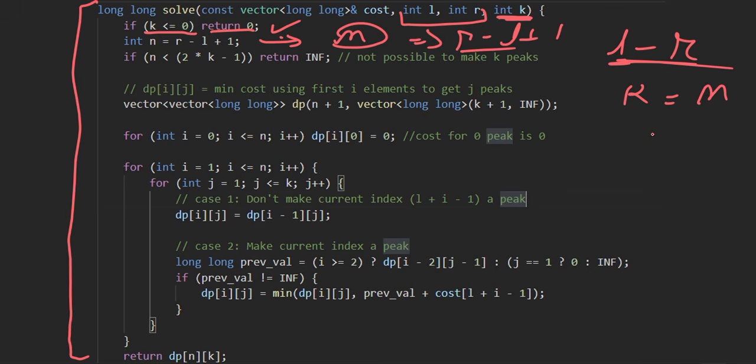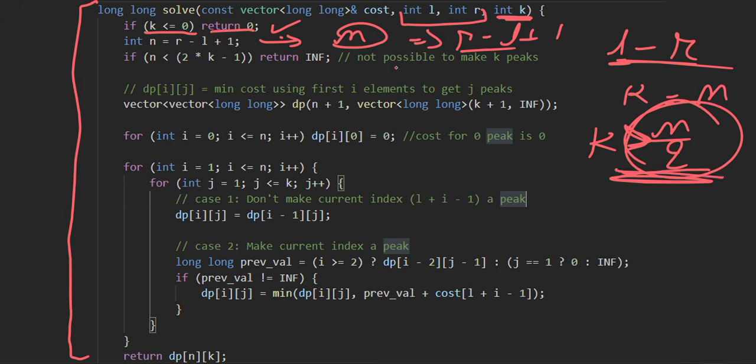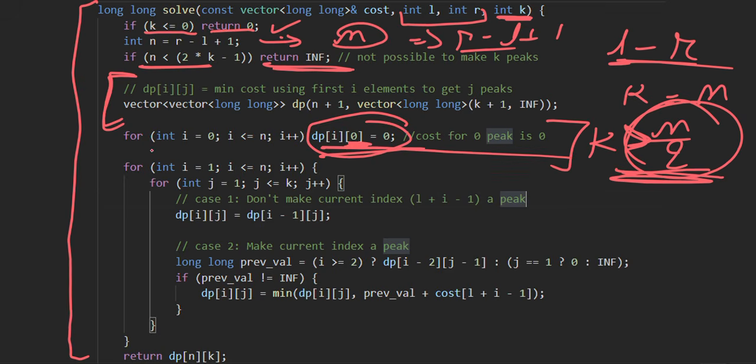By using n elements we can make at most n by 2 peaks. So if k is greater than n by 2, then we have to return infinite, meaning it is not possible to make k peaks using these n elements, right? This is an edge case. Then we have declared a DP array. To make 0 peaks, the cost will be 0 only, right? So we have stored that in DP of i j.